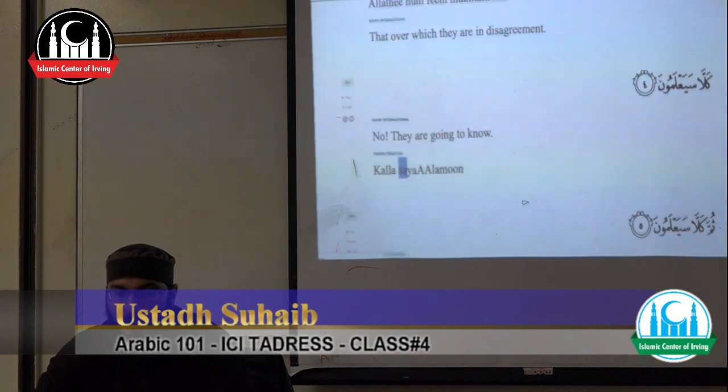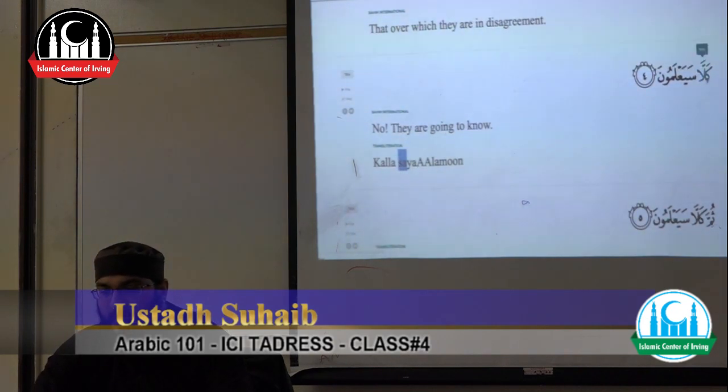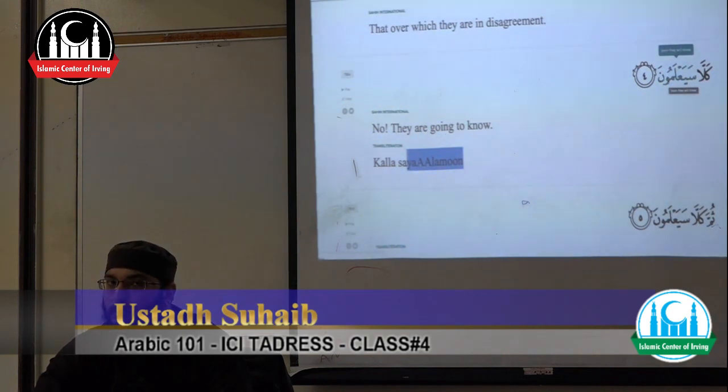Okay. So here we see kalla sa, meaning will. Future tense, will. They are going to. Ya'lamun meaning know, and the pronoun that this is referring to is they. Ya'lamun is third person masculine plural, right? Do you guys see it? يعلمون.